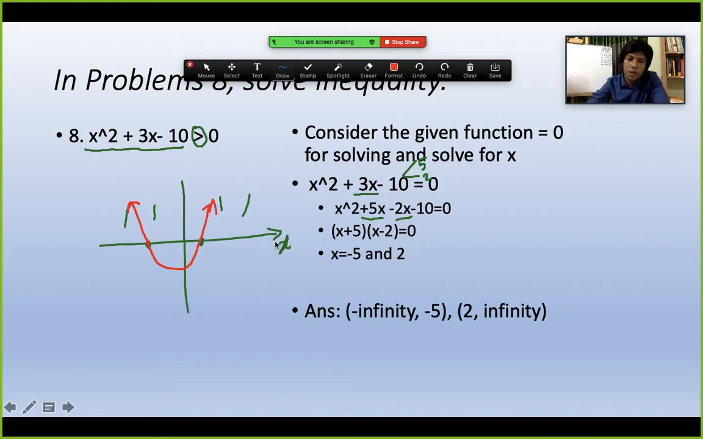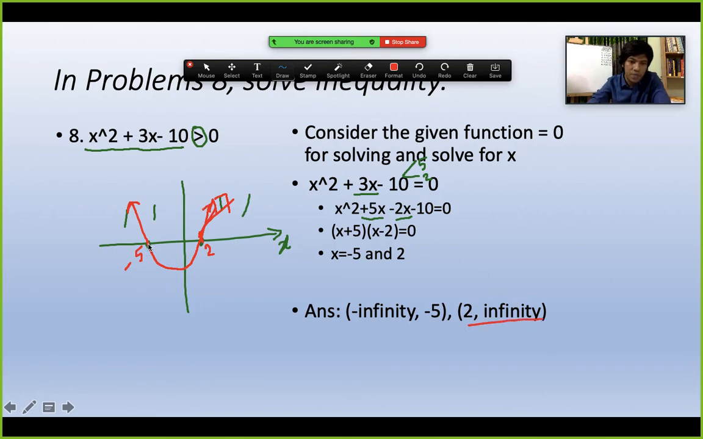Now, which part of the graph is what we need? First of all, this value is minus 5, let's write it here, minus 5, and this value is plus 2. Now, the question is, which part is more than 0? And we know that more than 0 is above the x-axis. This is the more than 0 part. So from this plus 2 to plus infinity, this is the solution.